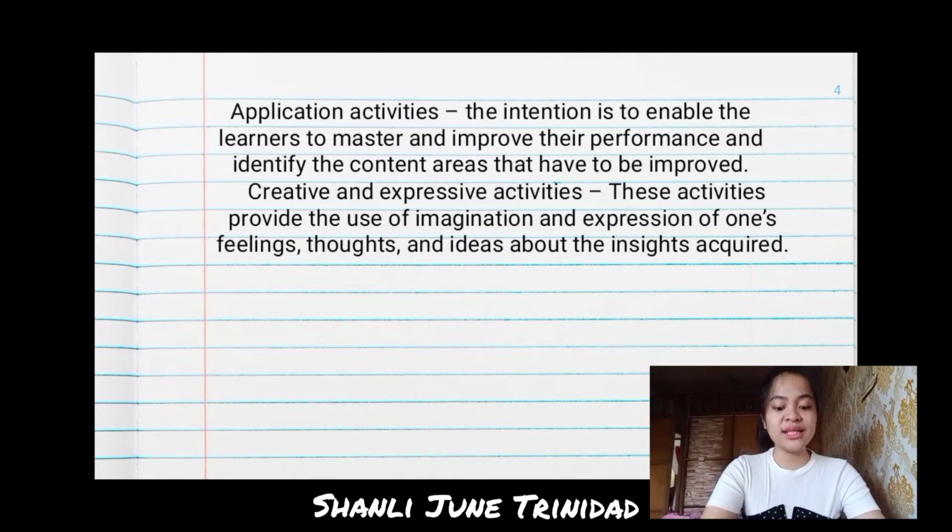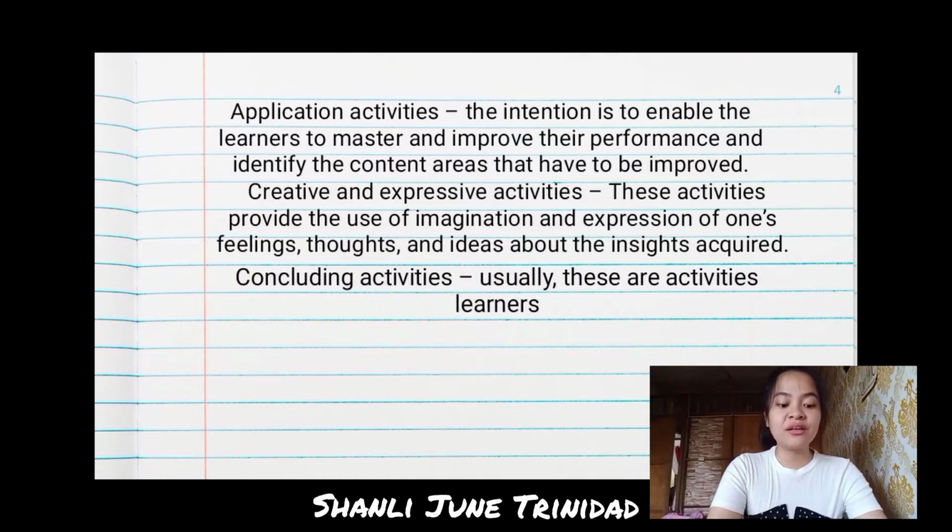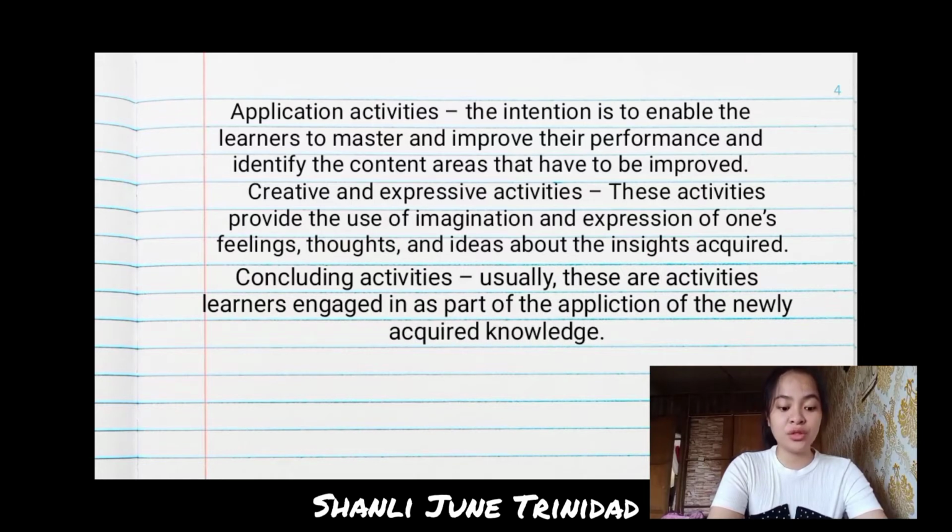And, of course, even in literature class, the students are made to write poems or short stories. Next, we have the concluding activities. Usually, these are activities learners engage in as part of the application of the newly acquired knowledge. So this will be the form of a wrap-up, after which they submit the summary in outline form. Also, the teacher can summarize the important points to be remembered by the learners.